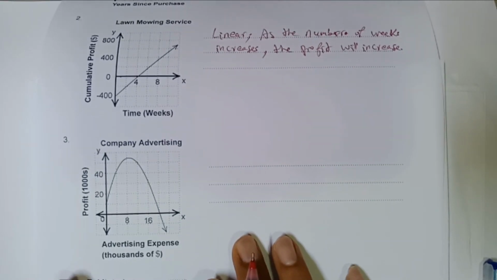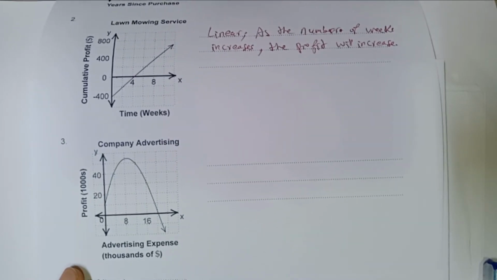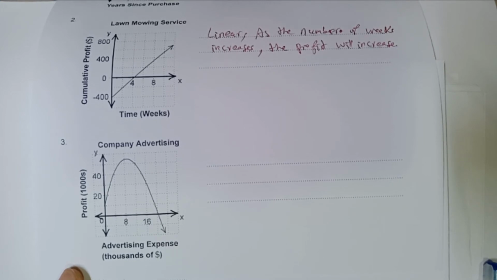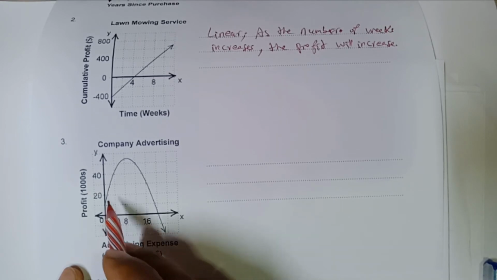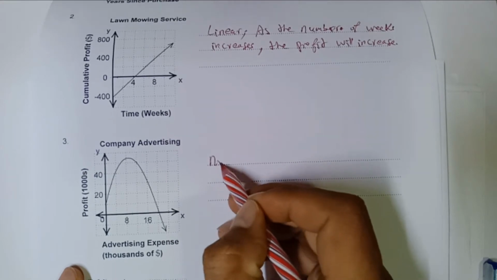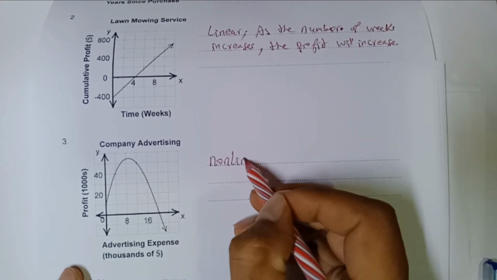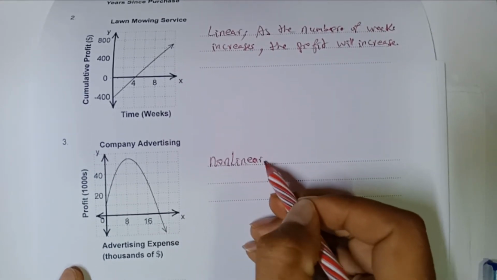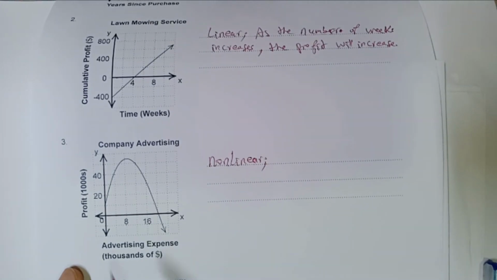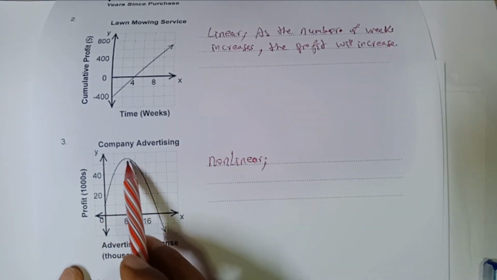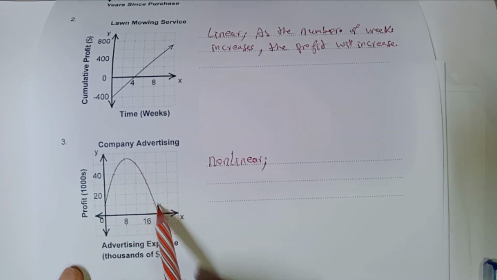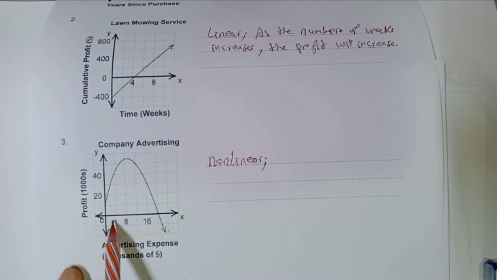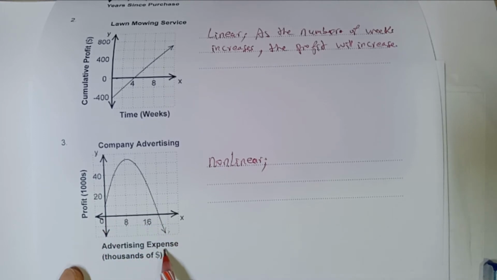Number 3, this is about company advertising. Well, this is a curve, this is non-linear. And then as you can see, the profit being made goes up to the peak and then drops down as the amount of advertising increases.